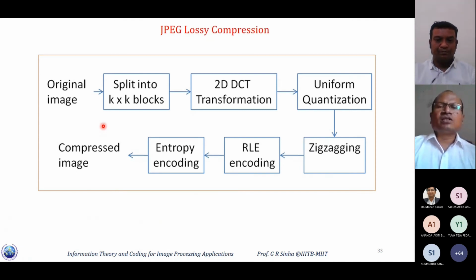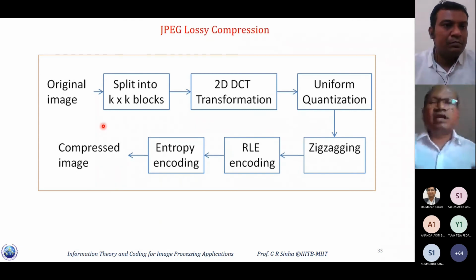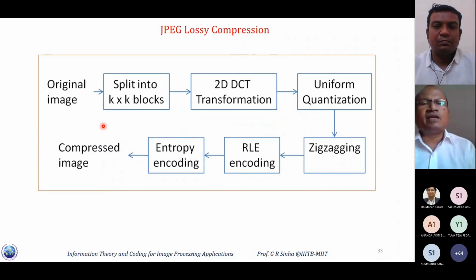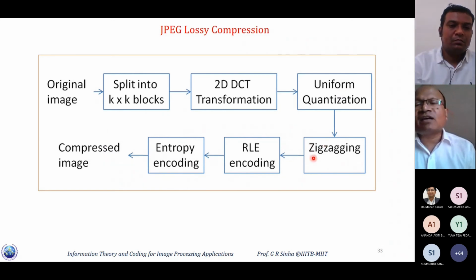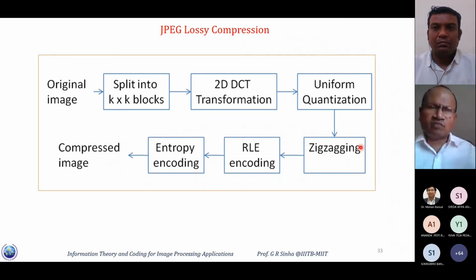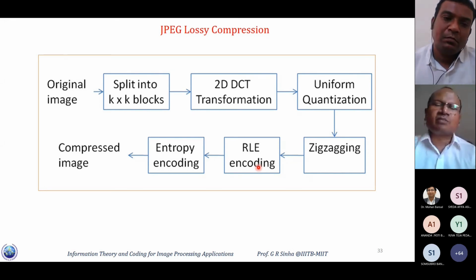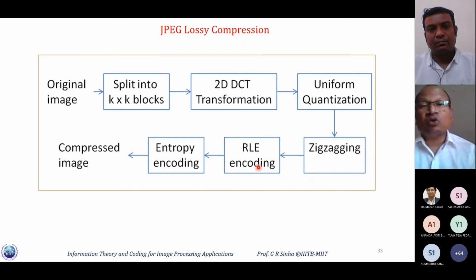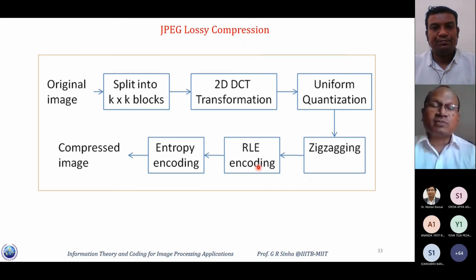This is the same block diagram explained in a different manner. Splitting, then applying 2D DCT. You apply a certain uniform quantization technique. This zigzag means arranging your numbers in some sequence. Then you can apply run length encoding, followed by entropy encoding, and your image is compressed. These are the steps involved in order to compress your image.